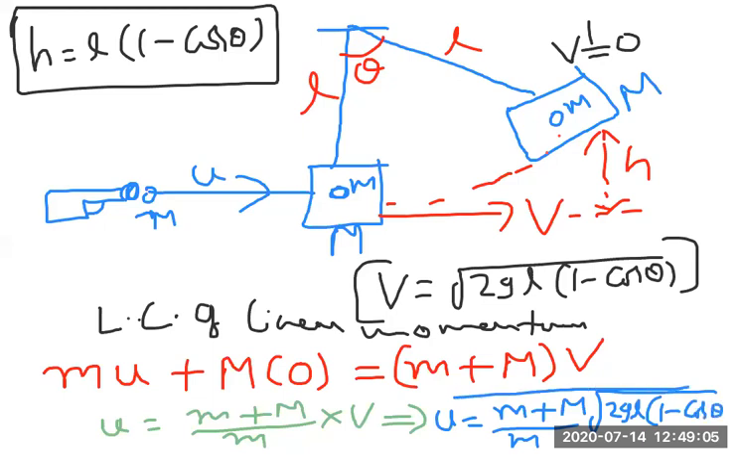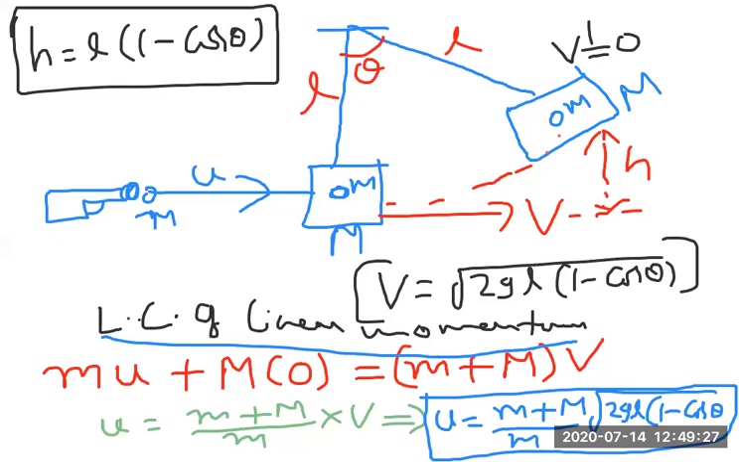So this is the velocity of the bullet when it rises to a certain height and comes to rest. This is the application. Initially this is the position. It rises to a height h, and coming to rest means the velocity of the bullet is (m + M)/m into root over 2gL(1 − cos θ). Here I applied the law of conservation of linear momentum.